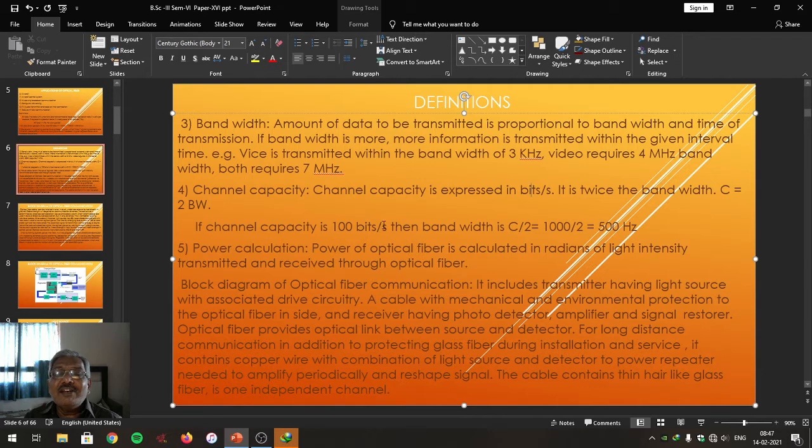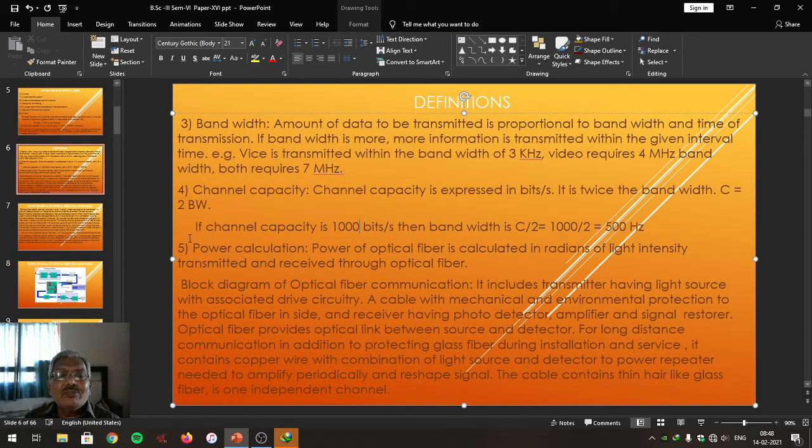If the channel capacity is 1000 bits per second, then bandwidth is C upon 2, that is 1000 upon 2, that is 500 hertz. The reverse is also true. All these are required to transmit the data in the optical fiber from transmitter to the receiver with the working principle of total internal reflection.